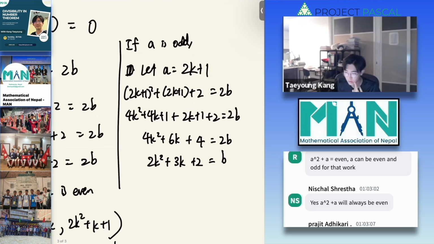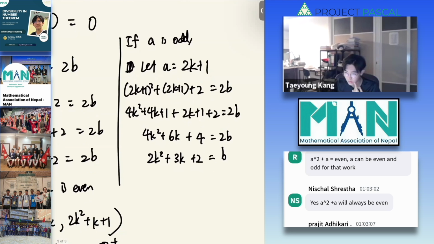Then we'll have that this is, so b minus 1 is divisible by a plus 1, right? 2k plus 2.